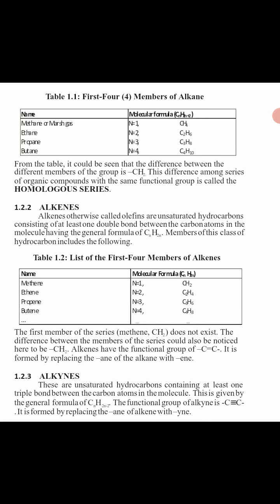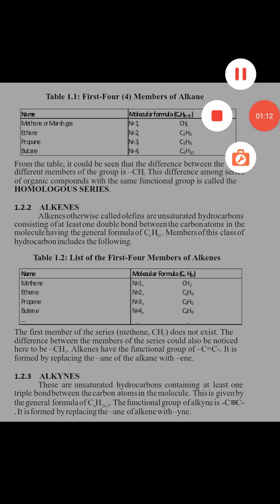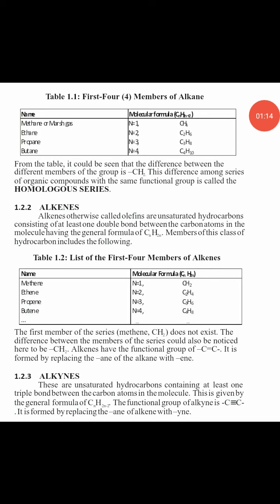It's called methane. When n is 1, you have meth. When n is 2, you have ethane, that's C2H6. When n is 3, you have propane, C3H8. When n is 4, you have but.